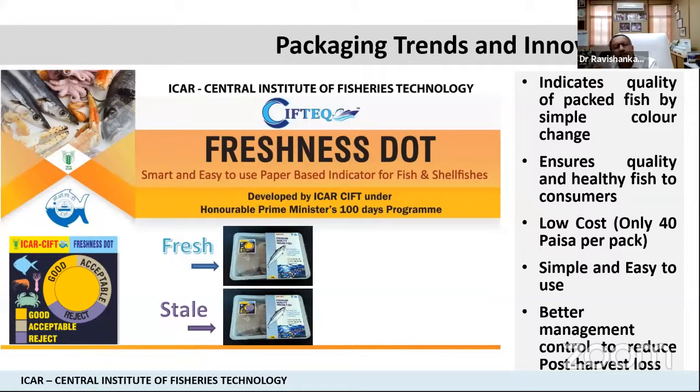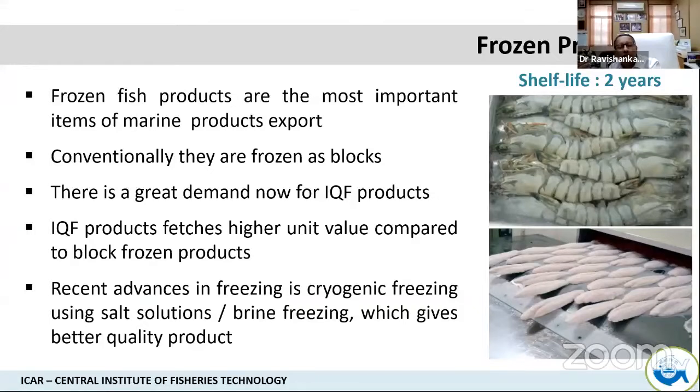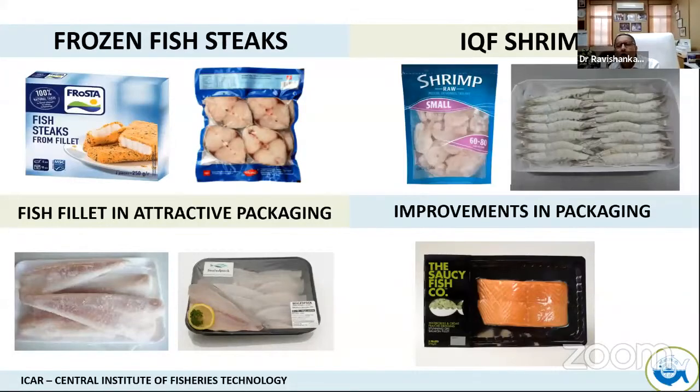Okay, this is basically a sort of smart packaging or intelligent packaging. And when I'm talking of frozen products, conventionally we have been doing the whole package. Now we can go for IQF, we can switch over to brine freezing, cryogenic freezing. You see, these are all the commercial products. How attractive it is. When you go to the supermarket, only when your packaging is attractive, first people will touch it. Okay. So the packaging acts as a silent salesman. Packaging not only sells, packaging also protects and also ensures safety.